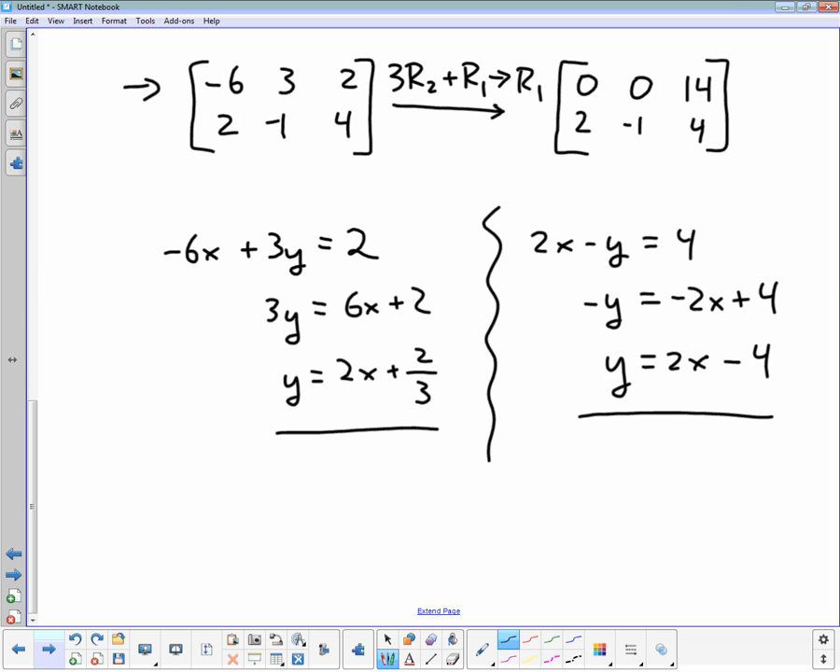What did you wind up getting? If you were to graph those lines, what would you expect to see? Two parallel lines, and parallel lines do not intersect. There is no solution to this system. Okay? Singular matrices produce things that do not intersect.